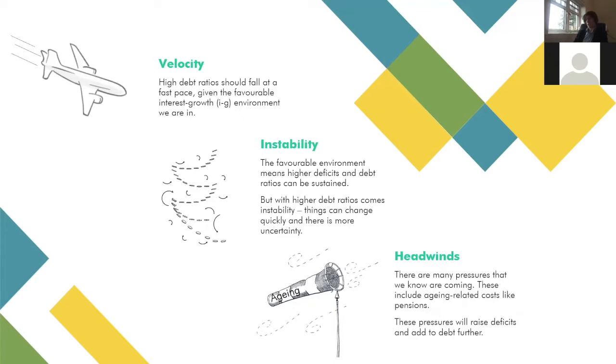It also means that there's much more uncertainty about the future path due to that magnification of the I minus G effect. And then on the other side, we have this headwinds problem, which is basically that we know there are lots of pressures coming down the line, mainly due to aging costs like pensions and healthcare. But there are other things like climate change costs as well, which will raise the pressure on deficits and add to debt further, which will push us higher up into that unstable space or keep us there.